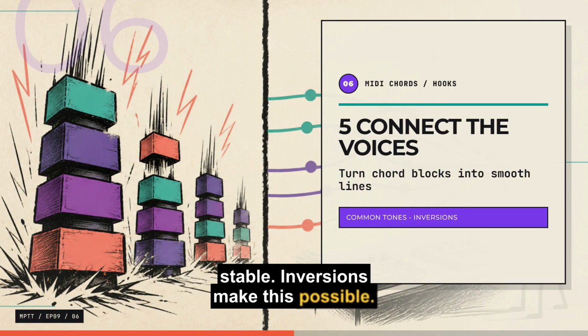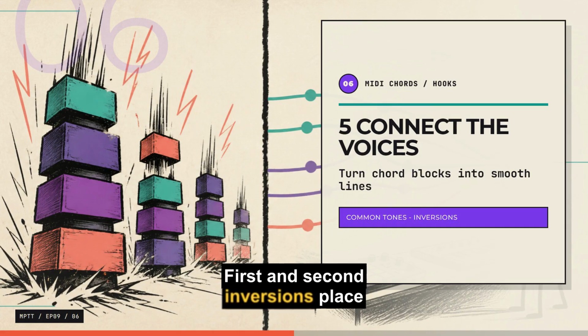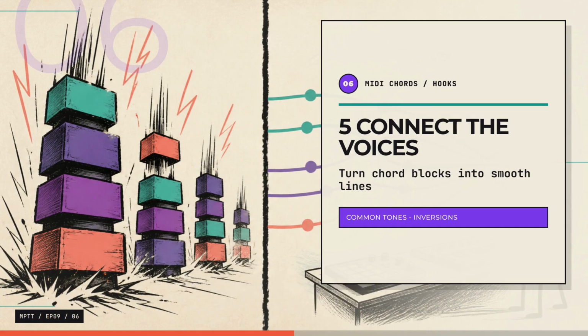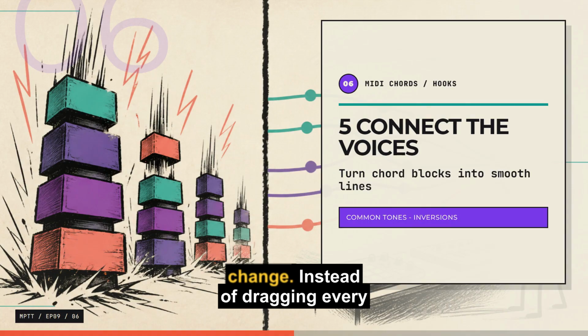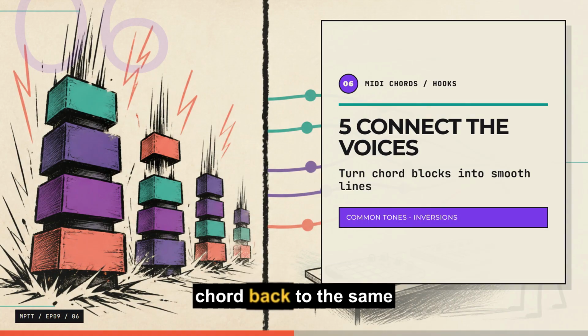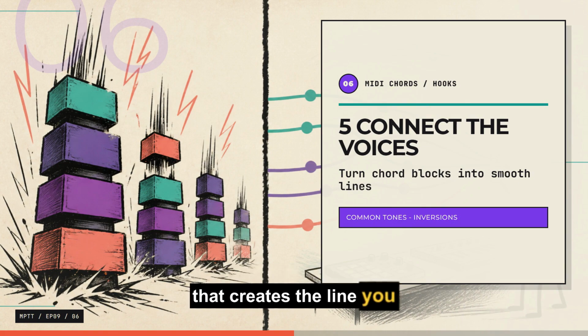Inversions make this possible. Root position puts the chord root at the bottom. 1st and 2nd inversions place another chord tone at the bottom. The chord identity remains, but its shape and connection change. Instead of dragging every chord back to the same root position octave, choose the inversion that creates the line you want. Smooth is not always better.